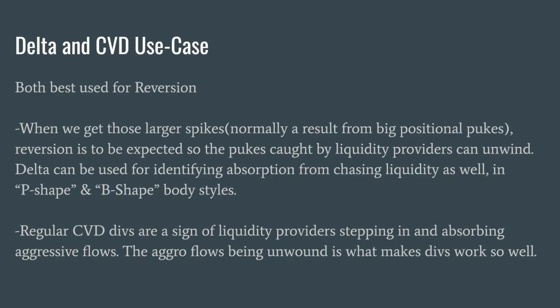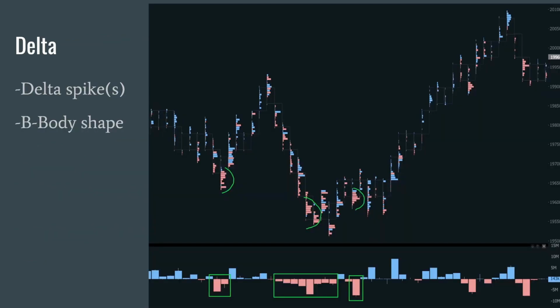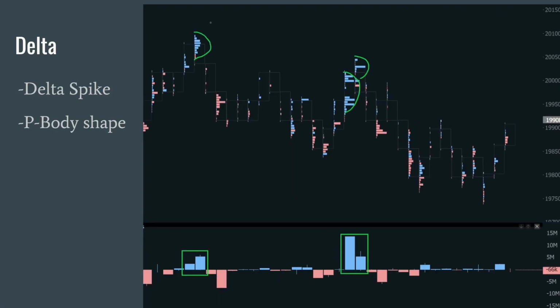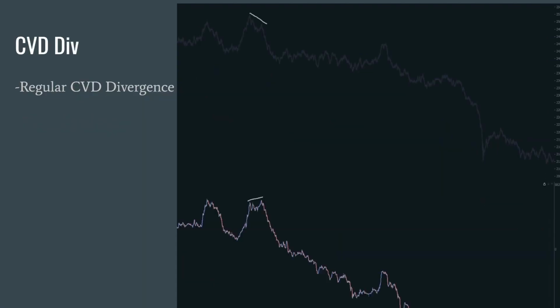So let's tackle some examples real quick. Here's a quick example of the passive bid absorbing. The two things that we're looking for: one, the upticks in the delta, and two, the B style bodies. B's are representative of the bid absorbing. Next, we're going to have the opposing. These are the P style bodies. This is showing us where the ask is absorbing. We have the upticks in delta on delta bars and the P style bodies showing us ask absorption, which should lead to downside rotations.